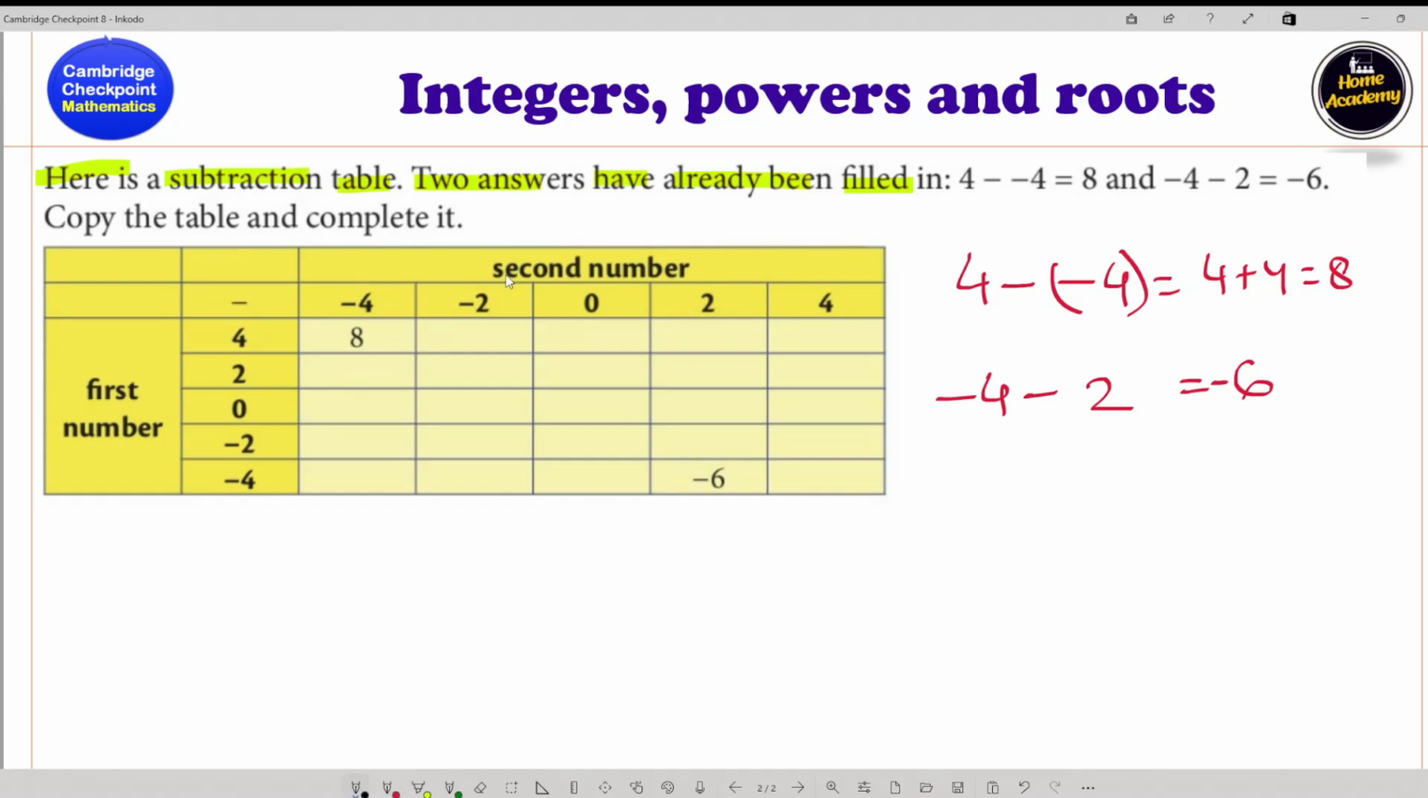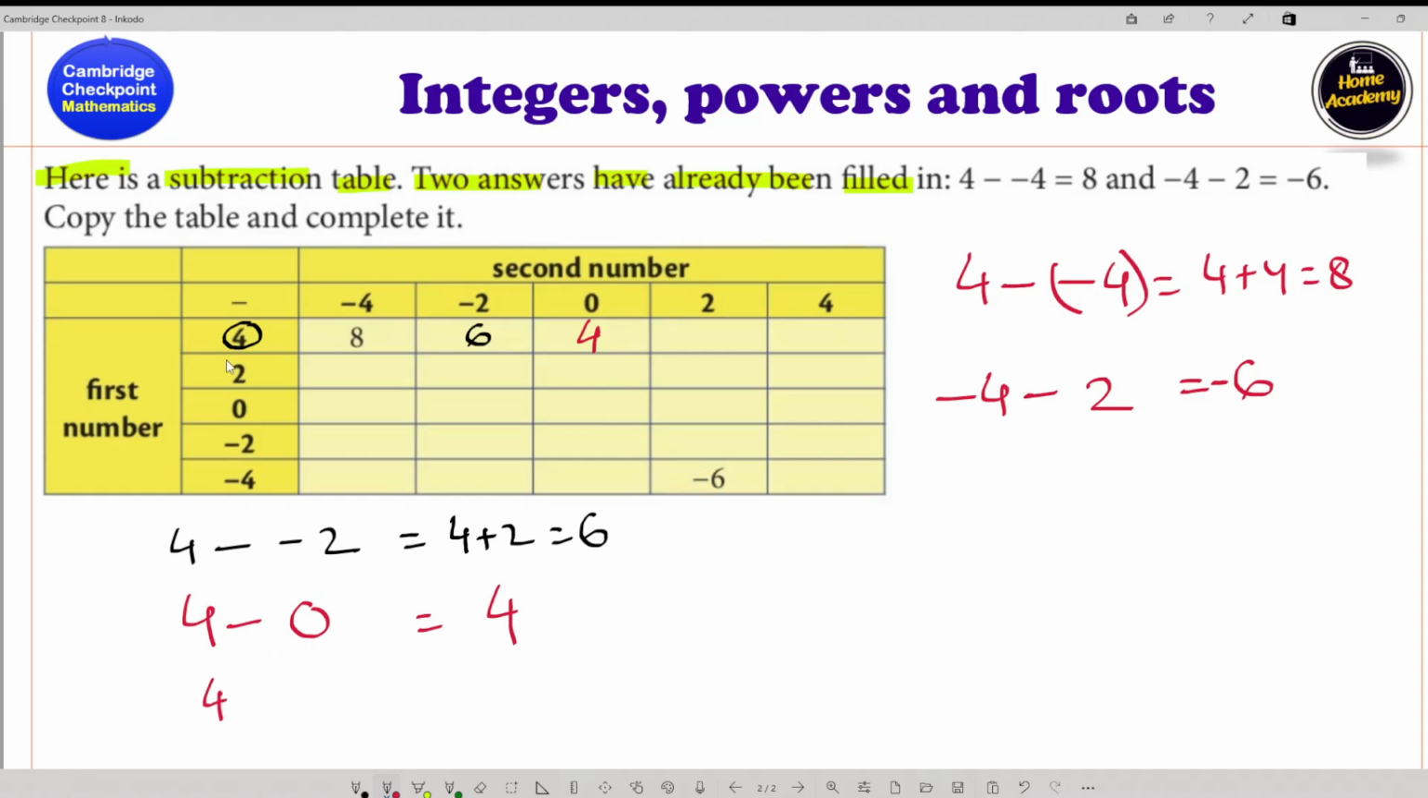Now look, 4, right, minus minus 2. So 4 minus minus 2, it means minus and minus is plus, so 4 plus 2 is 6. So the right answer here is 6. Okay, next 4 then minus 0. So what will be the answer? 4. So here is 4.